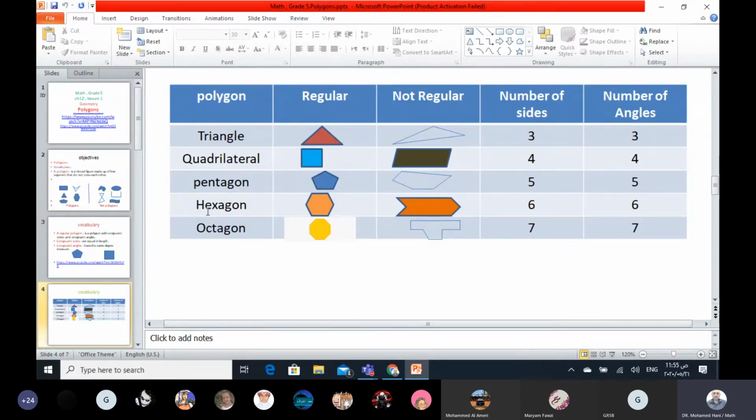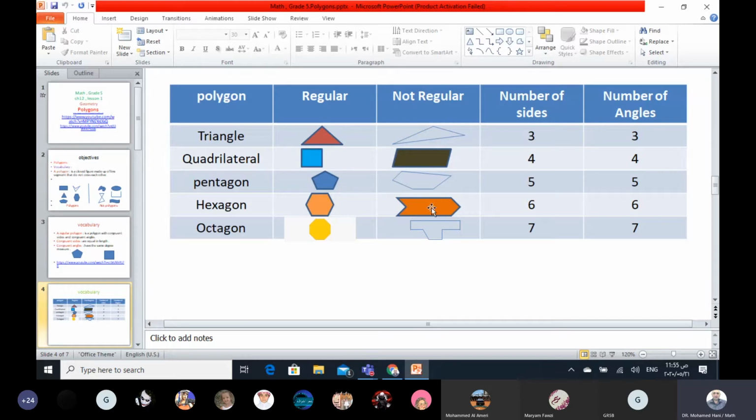Hexagon. What's the meaning of hexagon? Hexagon is the figure or shape that has 6 sides. 1, 2, 3, 4, 5, 6. This figure is regular because all sides are equal and all angles are equal. In this case here we have 6 sides. 1, 2, 3, 4, 5, 6.